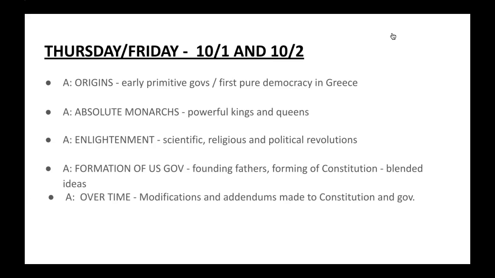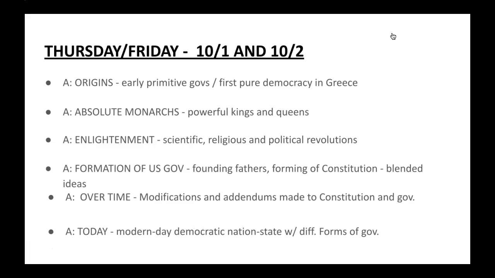Over time in the United States, modifications and addendums have been made to the Constitution, and the government also transformed as well. If you remember from one of the other lessons that we completed, we talked about how government has changed throughout the years. For example, the federal government has gotten a lot bigger. All these changes and events combine to form our understanding of government today.